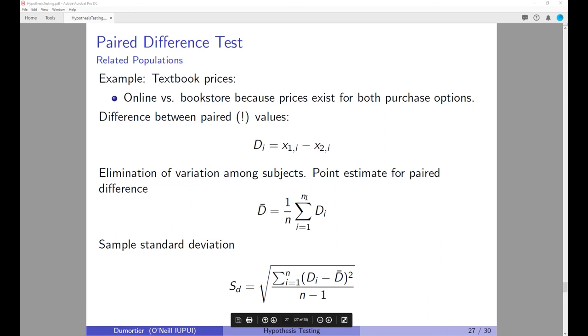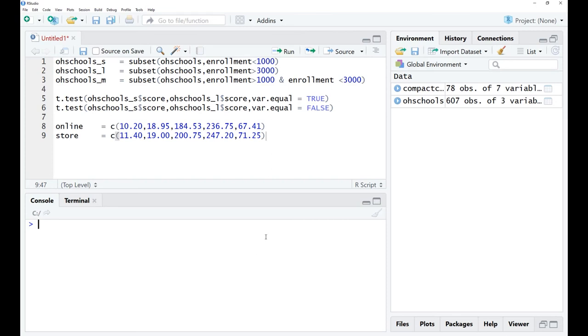You're conducting a hypothesis test based on the difference between paired values. Paired means of the same book in this case. Consider the following example. Here I have five books that are identical, and I have prices online and prices in a bookstore. So for example, the first book, assume this is a history textbook, costs $10.20 online, and the same book costs $11.40 in a bookstore.